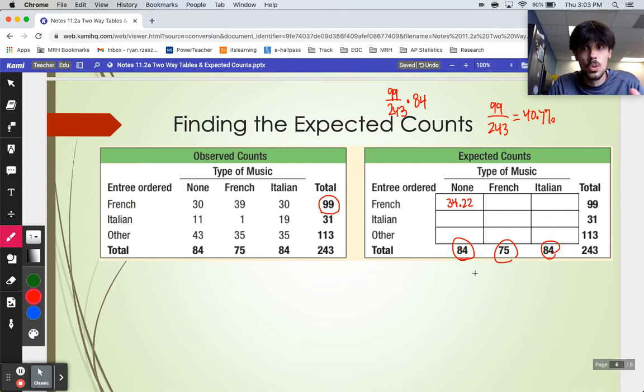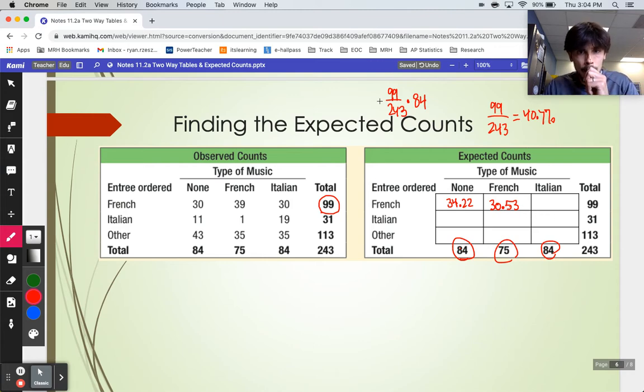Decimals are okay, just like with goodness of fit. Decimals are not only okay, they're expected. So I've got that going for me. Then for this next one right here, it's still going to be 40.7%. That was French food's overall popularity. But I would do 0.407 times 75 people. And that ends up being about 30.53.